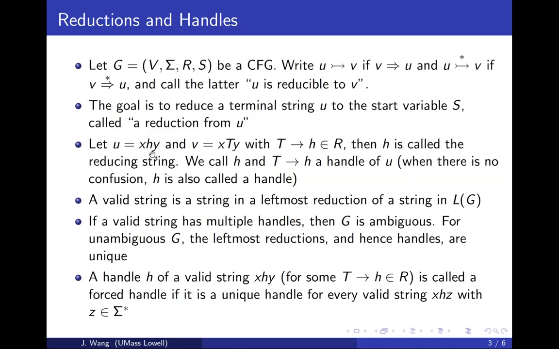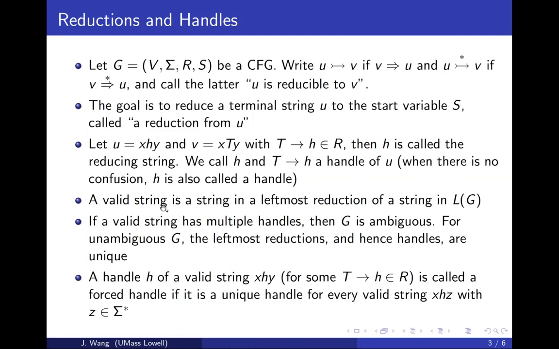And then we look at, again, the concept of handle. So let U be XHY, where each of these is a string, and V be XTY, and T arrow H is a grammar rule. Then we say that H is a handle of U. H, of course, is a reducing string, but we normally call it a handle. And when you mention a handle, it also means that there is such a rule, T arrow H is a grammar rule. Otherwise, H is not a handle. So when there is no confusion, we simply say H is a handle without mentioning specifically what that grammar rule is. All right, so that's the concept of handle.